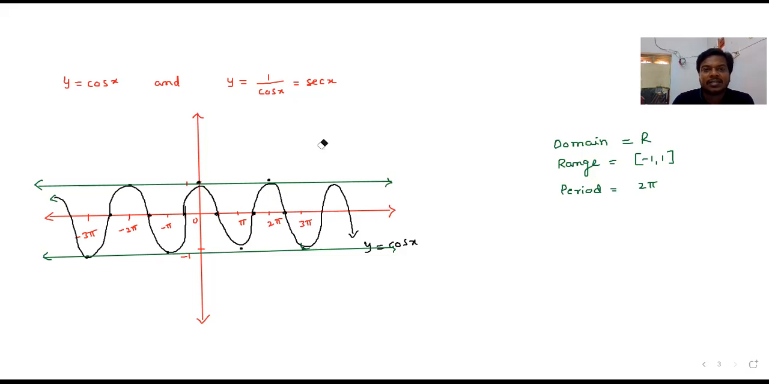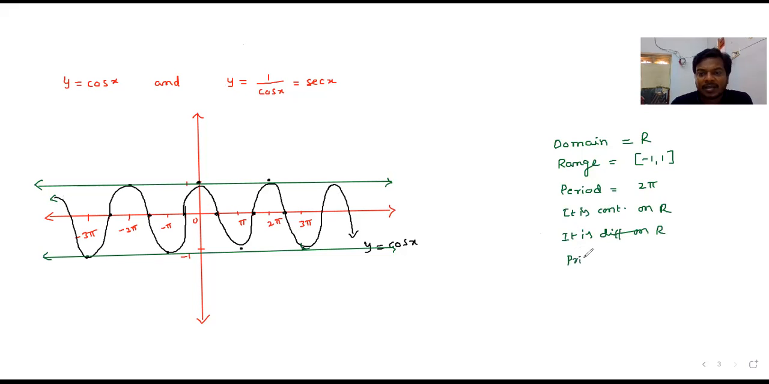And next, clearly the graph is continuous, right? There is no gap, no jump, and no sharp edge. Therefore, it is a continuous graph on the real line. And also it is differentiable on R.